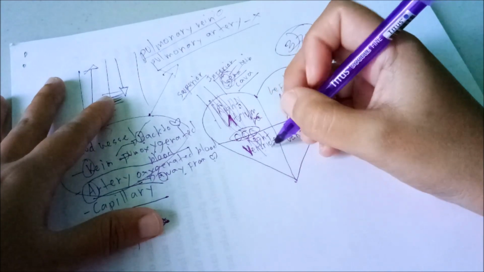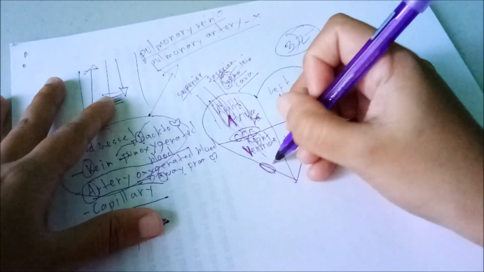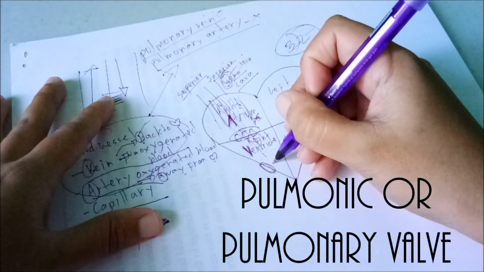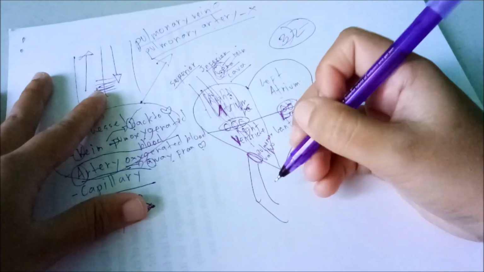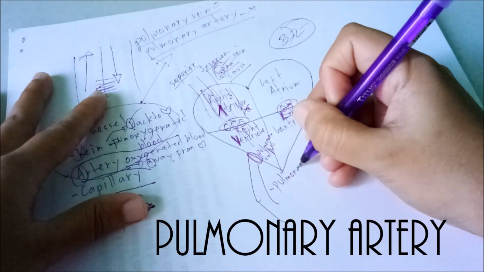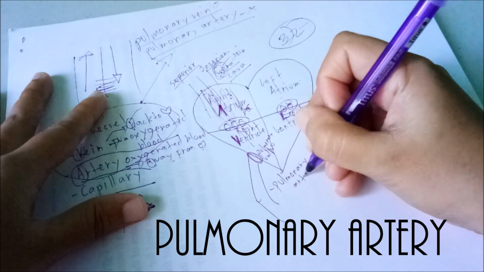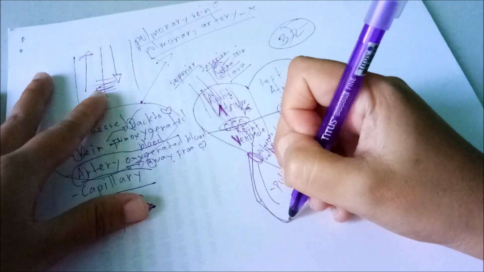After that, it will go to the right ventricle. There's another opening here. This is the pulmonic valve or pulmonary valve. And this one is the pulmonary artery. You know this artery, so it's going away from the heart.